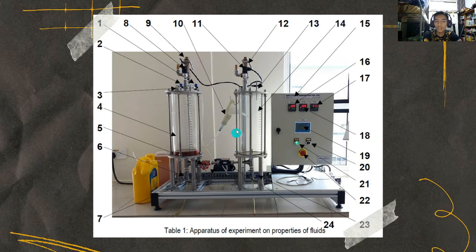And after the oil reaches 2400 milliliters, we will wait for the pressure reading on PT101 to stabilize, and then we will record the reading together with the temperature of air, which is TT101, which is 17.